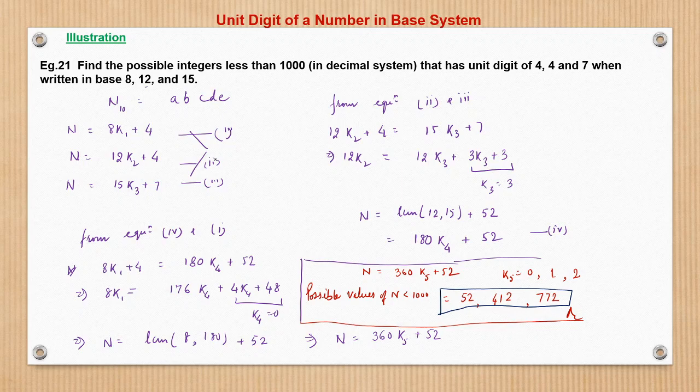So very basic concept which we have used for base system: to obtain the unit digit we need to divide the number in the decimal form by the base, and the remainder becomes the unit digit. This concept, along with the basic concepts on LCM, how to solve a question of this nature we have seen in the chapters on LCM. Broadly these two concepts we have used to obtain the answer.